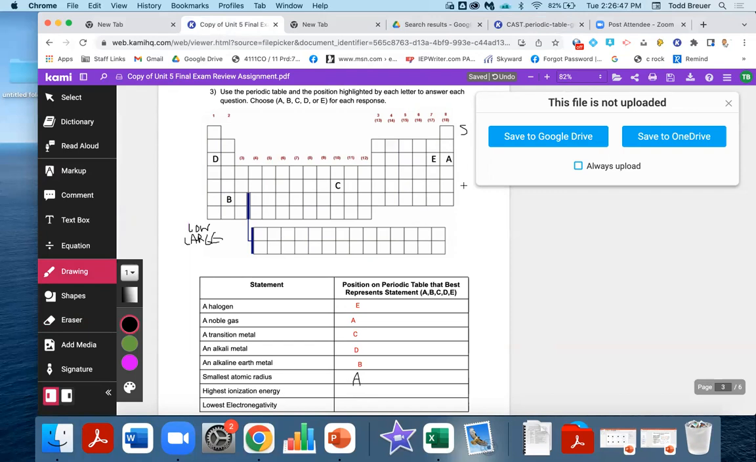Highest ionization energy. So we're going to be up near the word high. High ionization energy would be letter A, closest to the position high. Lowest electronegativity is way down low, close to the position low. You might answer B. I might argue that D is a better answer, only because D has to lose one valence electron, but we're not trying to be tricky here.